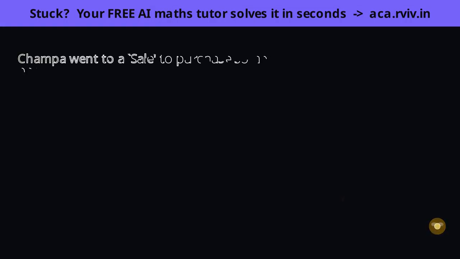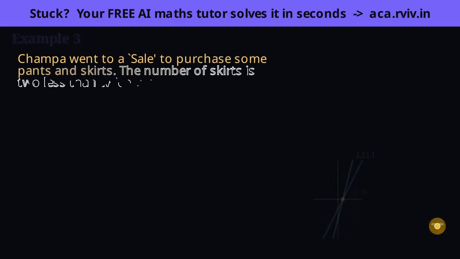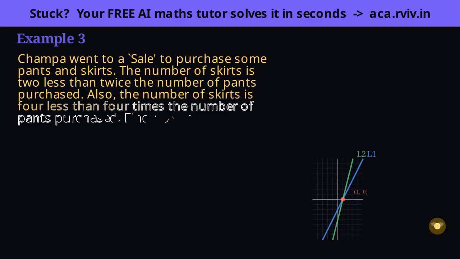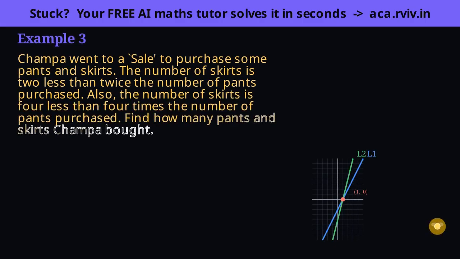This is a word problem, and the whole skill is translation. Turn the English into two lines, then just read off where they meet. Let's do it slowly. The first and most important move in any word problem is to name the unknowns, because you can't write an equation about the number of pants until it has a symbol. Let x be the number of pants and y the number of skirts. Now each English sentence becomes one equation about x and y.